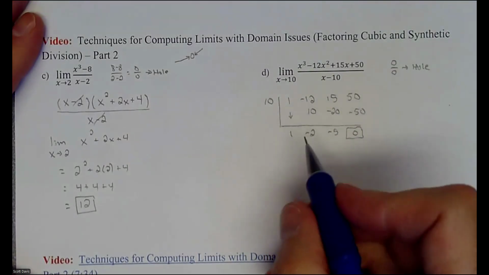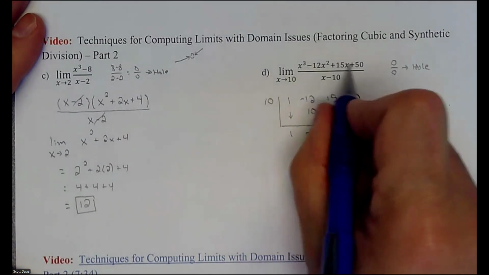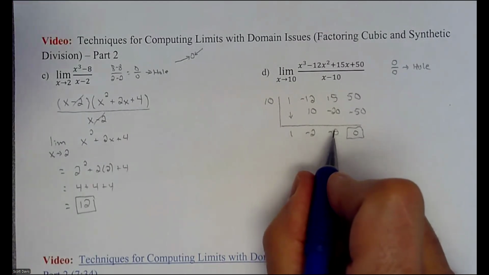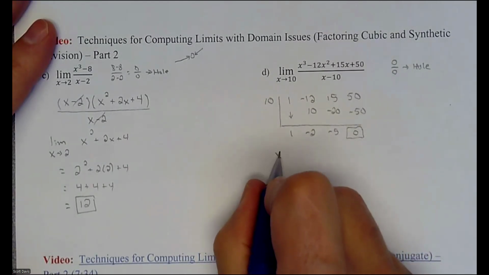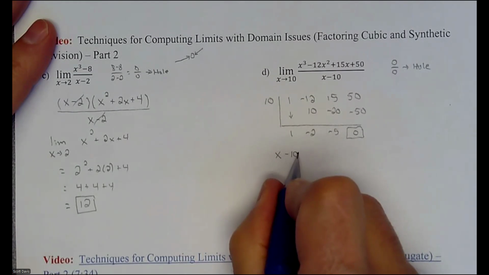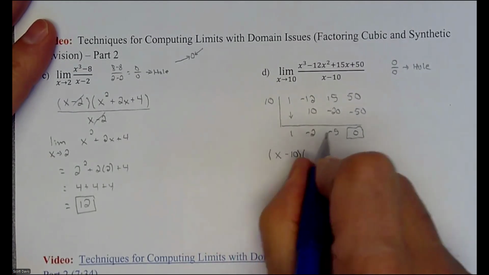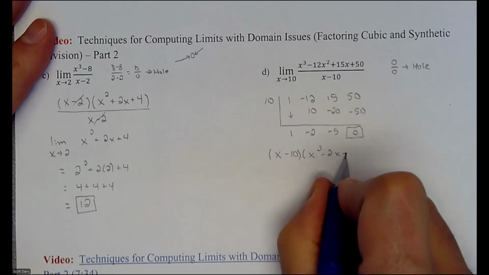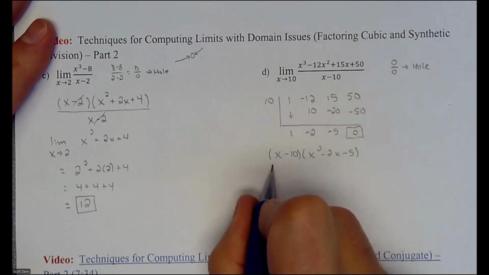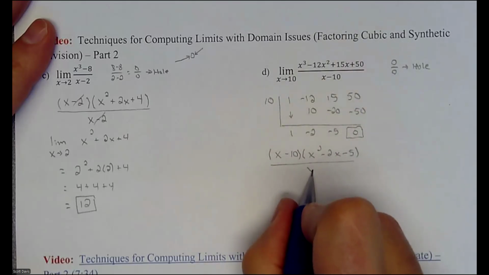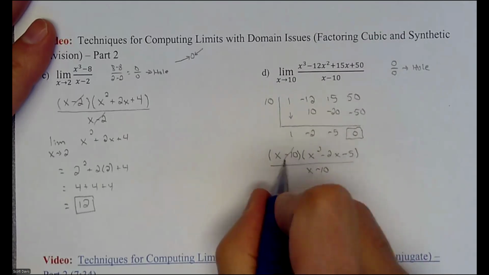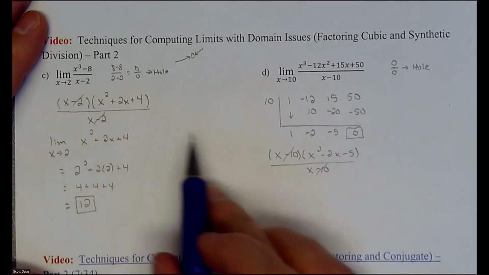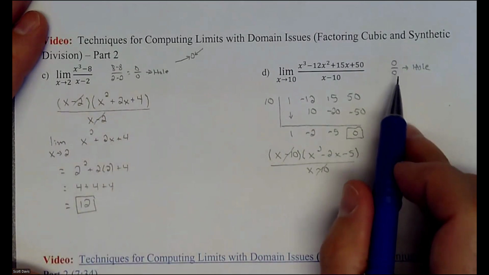So if we were to divide x minus 10 out of that cubic, you'd have left an x squared minus 2x minus 5. So what I'm going to do is rewrite it as we factored out an x minus 10. What we have left is the x squared minus 2x minus 5, and then that's going to be divided by our original x minus 10. And there's where our hole happens. So exact same scenario here. That's your common factor. That had to happen because of the 0 over 0.